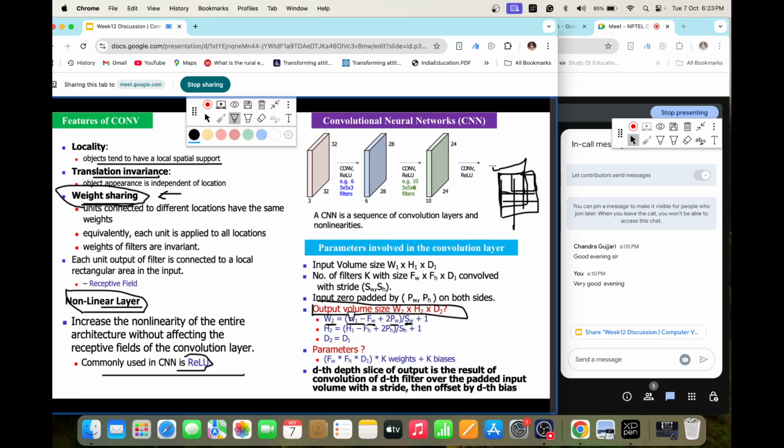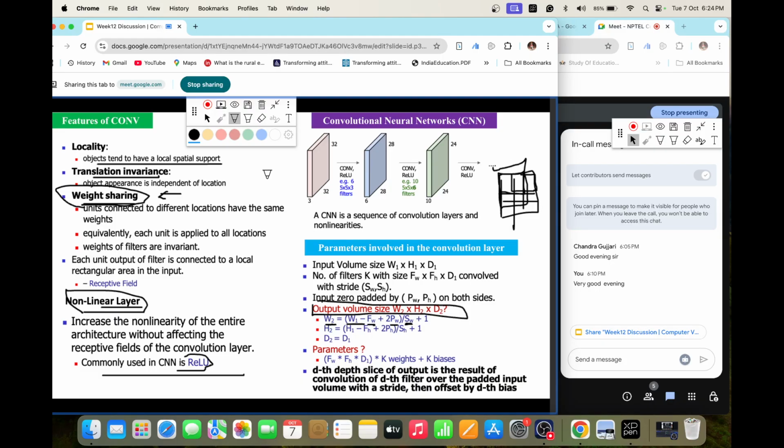So the width of the input layer minus FW, that is the width of the filter, plus 2 into padding. We generally use zero padding, which means 0, 0, 0 written over here. So 2 into the zero padding, divided by SW. SW is nothing but the stride. That means how we are shifting.